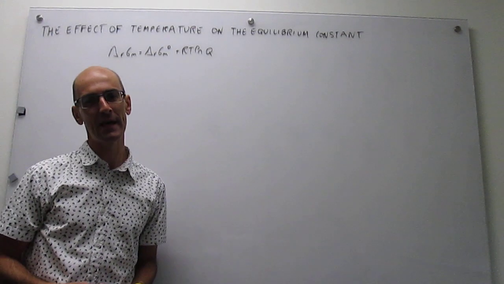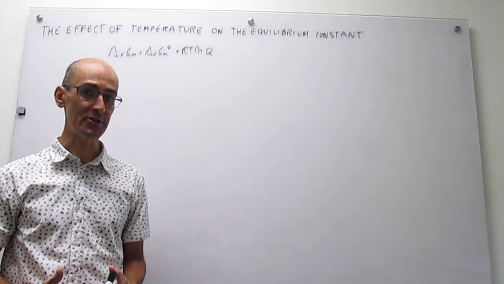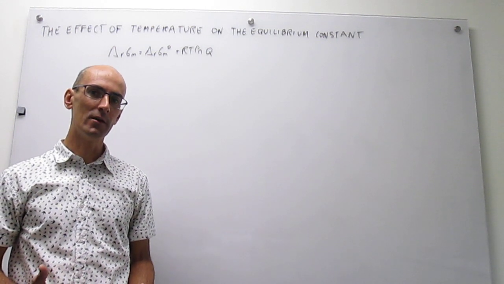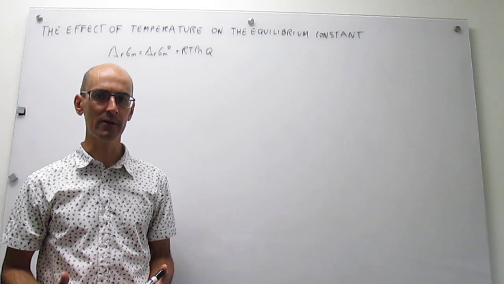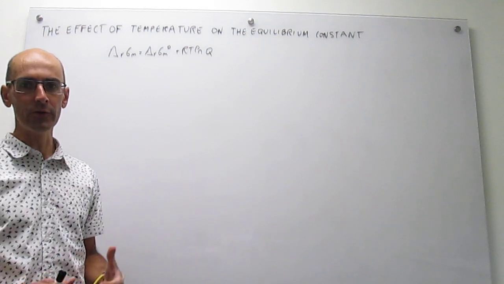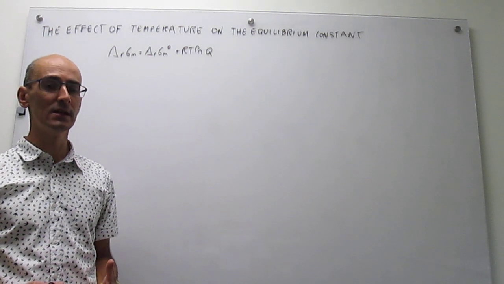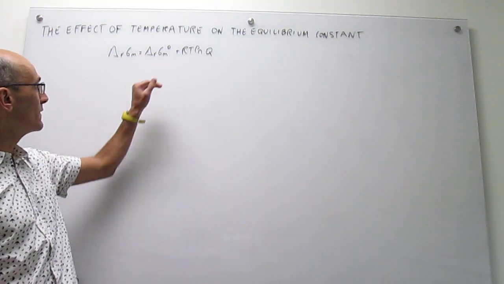This video shows how the equilibrium constant is affected by temperature in a quantitative way. Our beginning step to determine how temperature affects the equilibrium constant is just the overall chemical formula that allows us to predict whether a process is spontaneous or at equilibrium, which is this one.